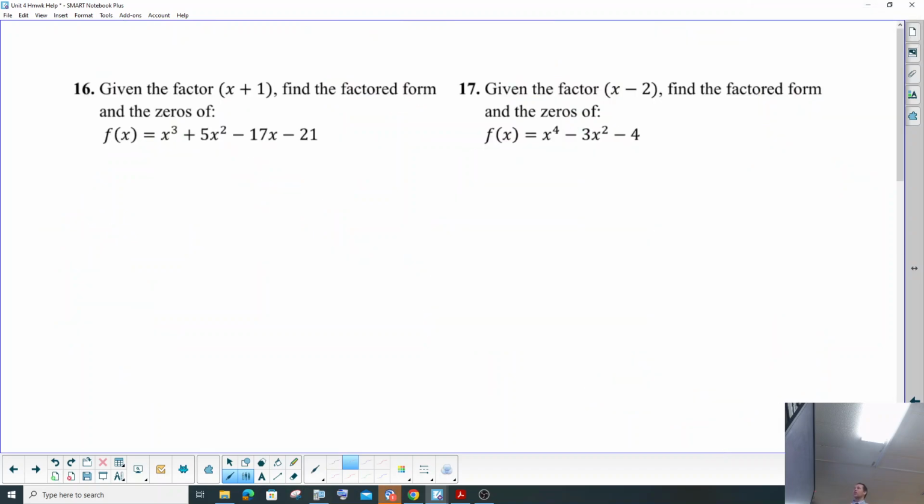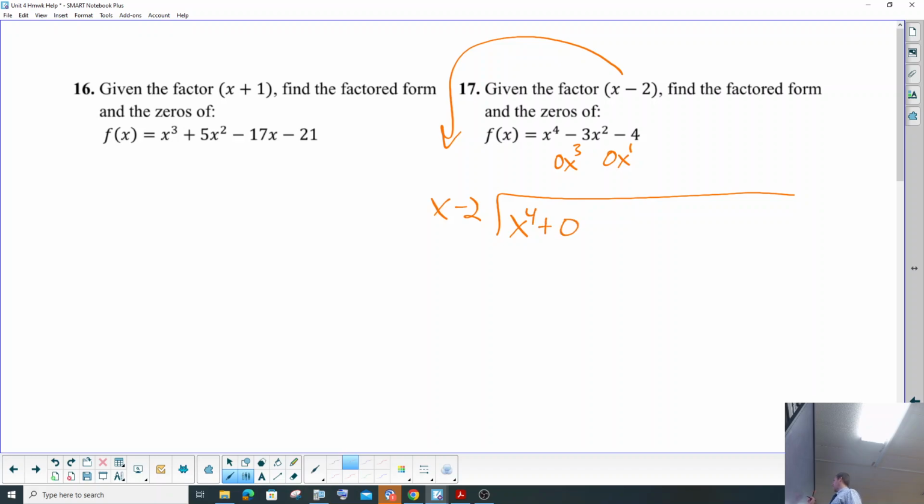Okay, so next page. Given the factor, find the factored form and the zeros. So they want you to factor it more. Number 17 is actually missing some terms. What is it missing? It's missing an x to the third power. It's also missing an x to the first power. So when you do this problem, x minus 2, you have to actually put those placeholders in there. So we have x to the fourth power plus 0x to the third power minus 3x squared plus 0x to the first power and then minus 4. So now we're set up.